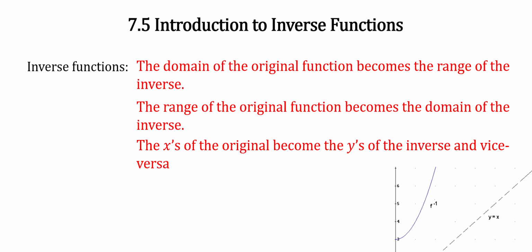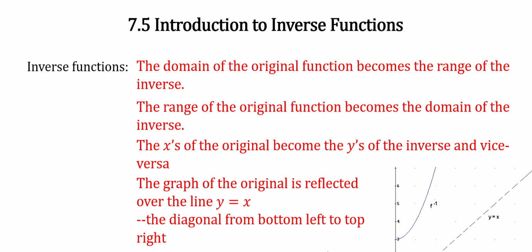So down here, you can see the original function f started at (3, 0). Well, the inverse starts at (0, 3). Basically, it looks like here we're close to (4, 1). So we invert that and get (1, 4). And that's how you invert it. When you're doing the work, all you have to do is switch the x's and y's. The graph of the original is reflected over the line y = x. That's this line here, the diagonal from bottom left to top right.